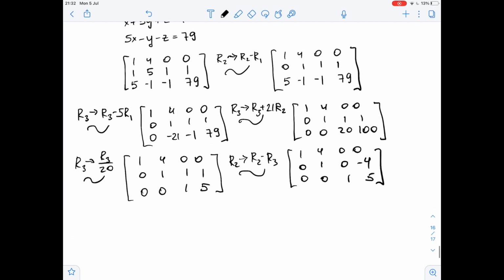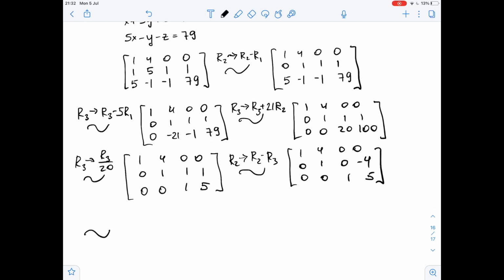And our last step is to multiply our second row by 4 and subtract it from the first row. So row 1 becomes row 1 minus 4 times row 2. We get 1, 0, 0, 16, 0, 1, 0, -4, 0, 0, 1, 5.